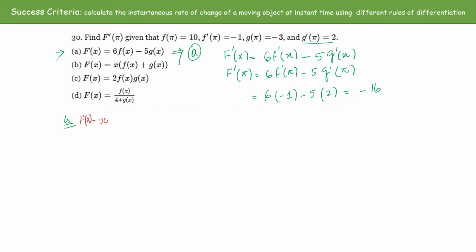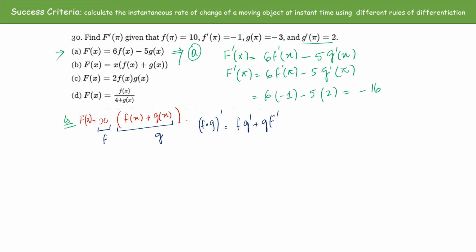equals to x times f of x plus g of x. Now look here. Here you can clearly see that there are two functions multiplying with each other. This is your f and this is your g. And we are familiar with the product rule that if two functions are multiplying with each other, the derivative is equal to f g prime plus g f prime.